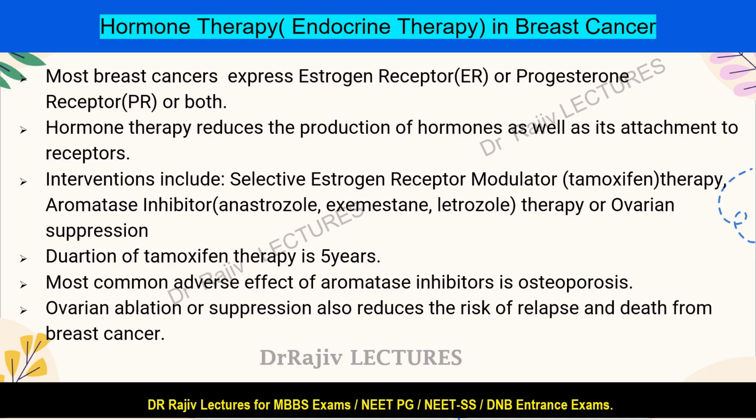The most common adverse effect of aromatase inhibitors is osteopenia or osteoporosis. Uncommon but important side effects are hot flashes, arthralgias, myalgias, and vaginal dryness. Aromatase inhibitors inhibit the aromatase enzyme and block the conversion of the hormone androstenedione into estrone. This enzyme is present in breast tissue, breast tumor cells, as well as in other sites.